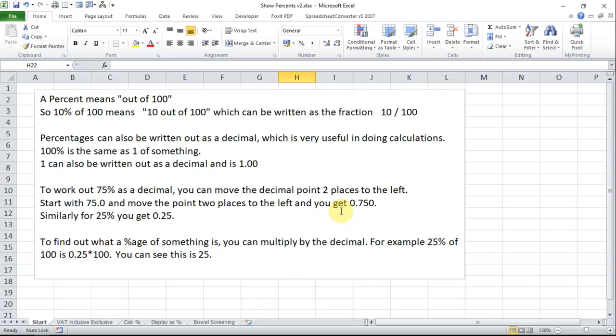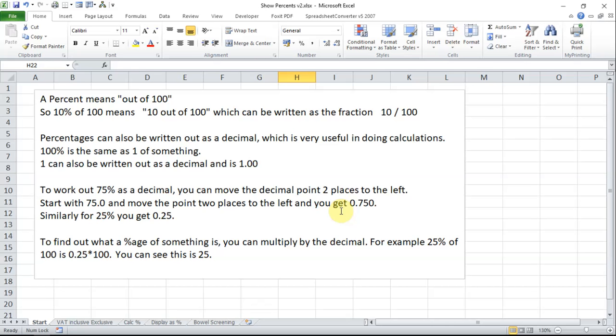A percentage means out of 100. When you see a sofa that's been on sale at 75% off, it means that 75 100ths of the price has been removed, and the balance that you pay is 25% of the original price. 100% of something is all of it, and 0% of something is none of it.